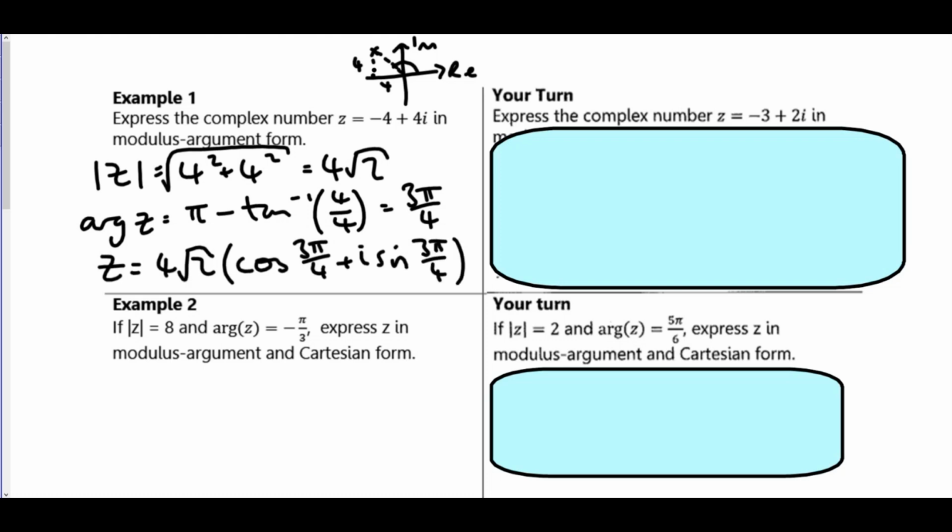Things to note about this is that the angle must be the same in both the cos and the sine, and it must be a plus in between them. If there's a minus, it's not modulus argument form. But there are things we can do. We'll come across that later.